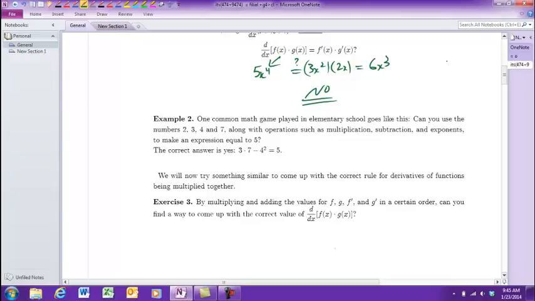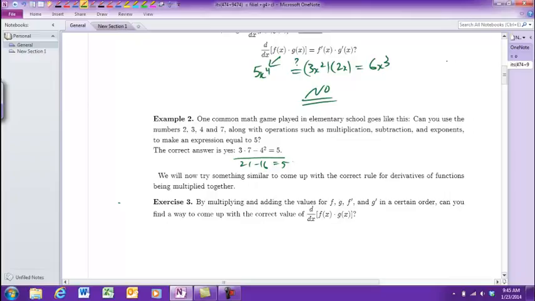So to get you ready for this next exercise, I want to mention this math game that's played in math competitions or elementary school math clubs, things of that sort. The idea is you take these numbers, say 2, 3, 4, and 7, and you're going to try to find some operations, multiplication, subtraction, exponents, and you want to combine these things in such a way with these operations to make an expression that equals 5. And it turns out the answer is yes. If you multiply the 3 times the 7, and then you subtract the 4 raised to the second power, that's 21 minus 16, and it gives you 5.